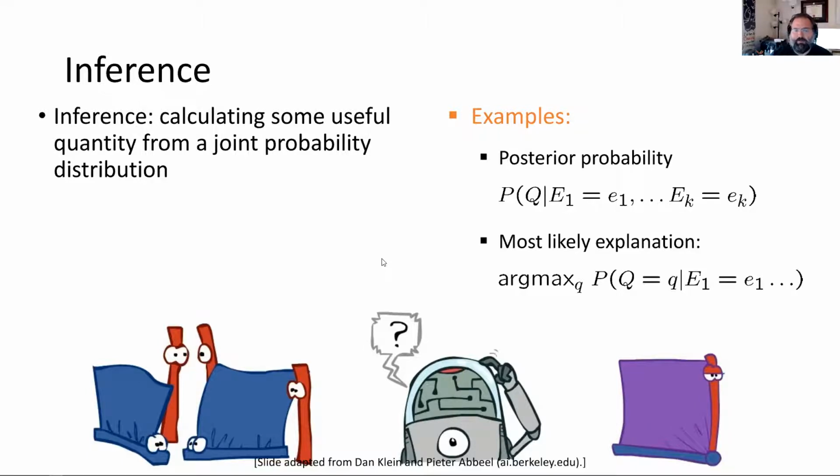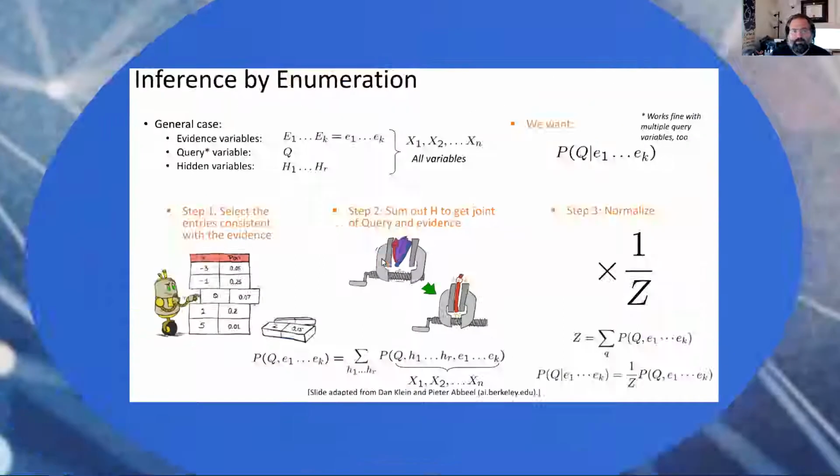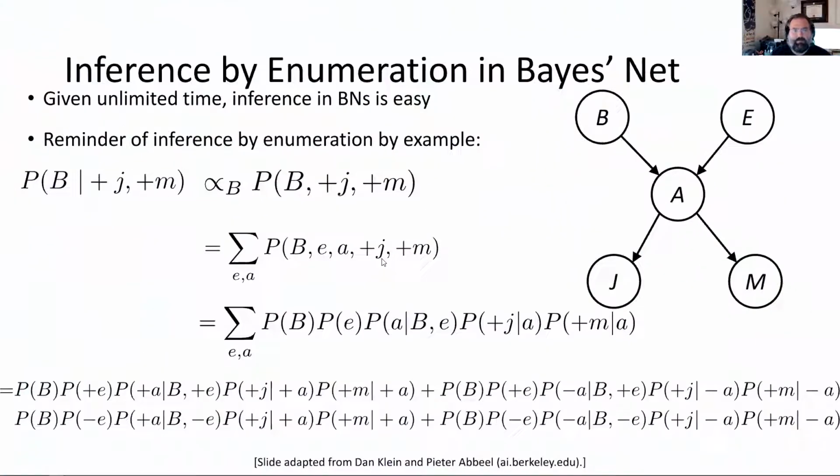We also have this concept of the most likely explanation. The most likely explanation is the thing that is likely what had caused it, as the name would imply. We also have this concept of inference by enumeration, and it's essentially an iterative process where you go through and calculate each of the values, summing them up, and then calculating at the end some hidden values. Given unlimited time, inference is relatively easy, but it is going to take quite a while to work through. And a bit of a reminder there of an inference by enumeration example.